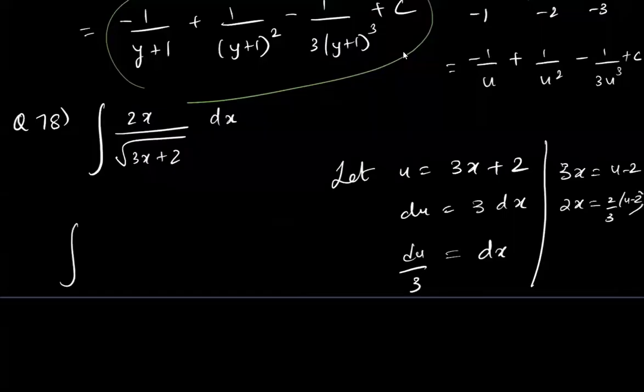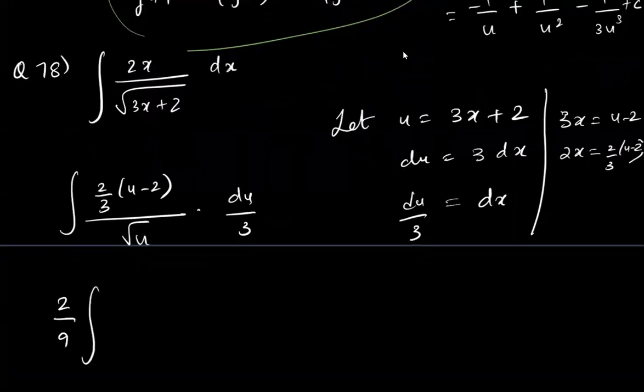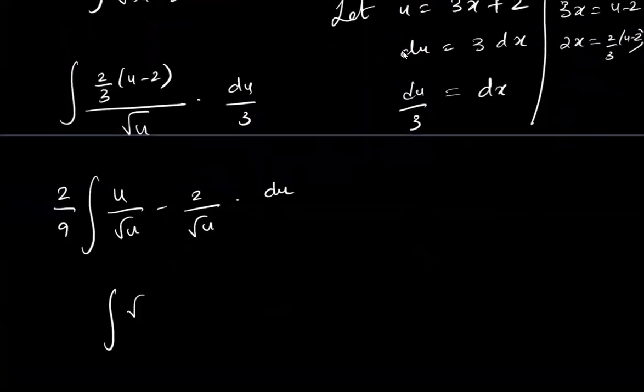So this one I have to multiply by 2/3. So when I do all of that, what do I have? My 2x is nothing but 2/3 times u minus 2. This is square root of u, and this is du over 3. So then I can take the 2 ninths outside, and then I will have this. Okay, so this can be written as u to the power of 1 half minus 2u to the power of negative half.